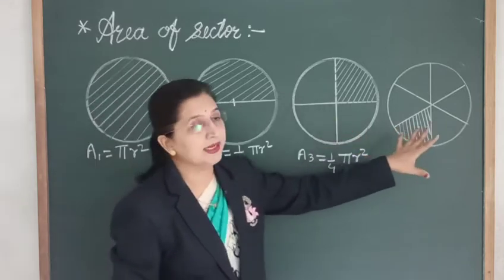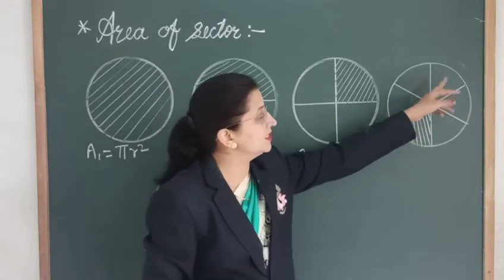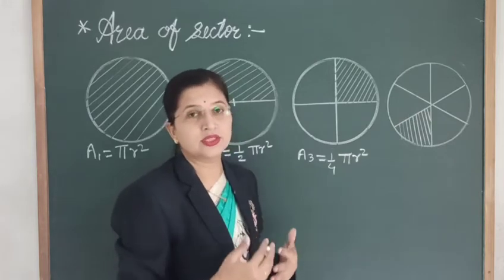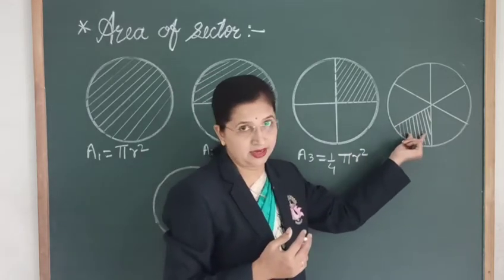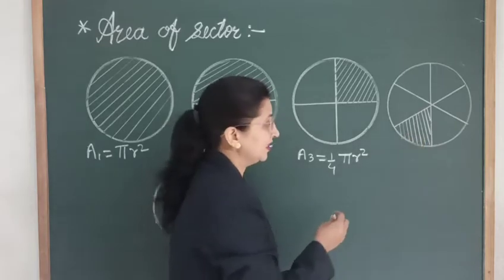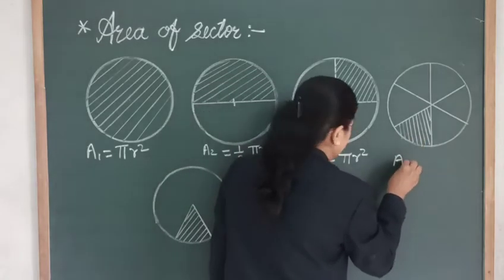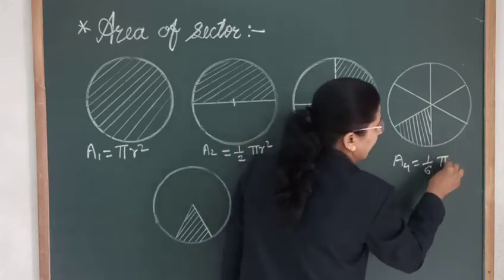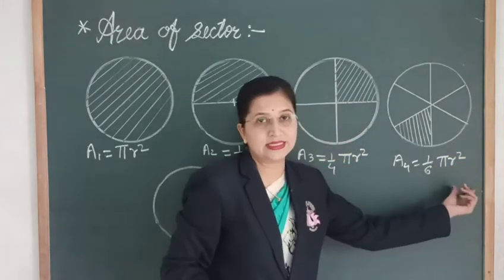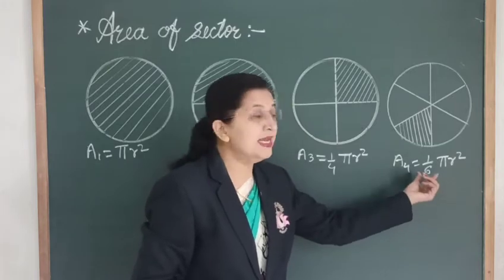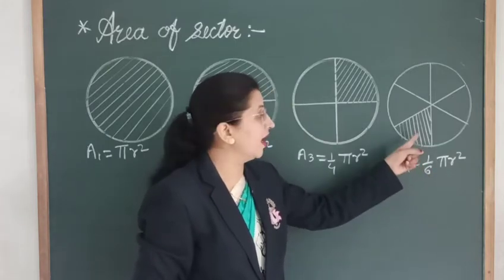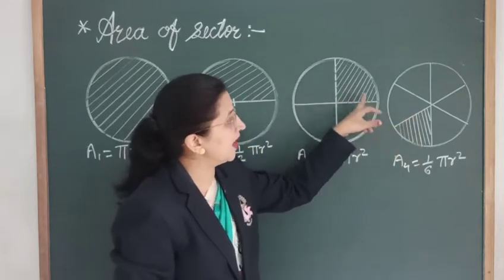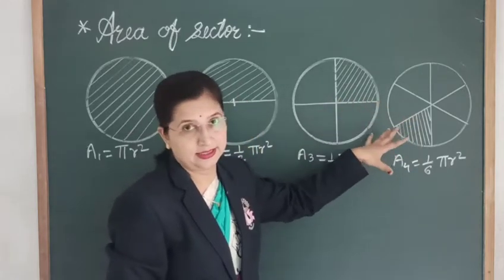And in this figure the circle gets divided in 6 equal parts. So the area of each part or shaded region is nothing but 1 upon 6 pi r square. Whatever is the area of the circle, just divided by 6 will give the area of one part. And now you can see each part is representing a sector of the circle.